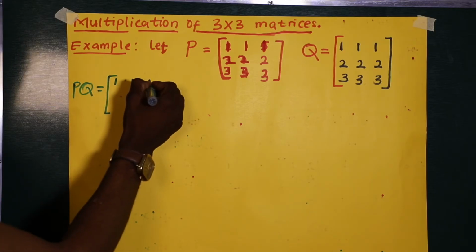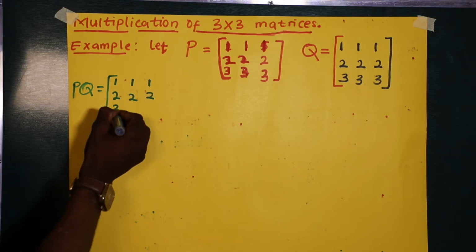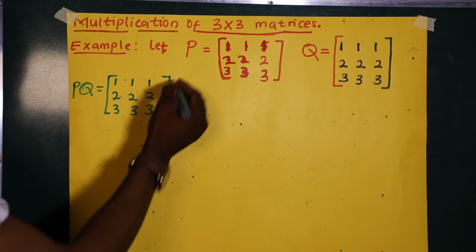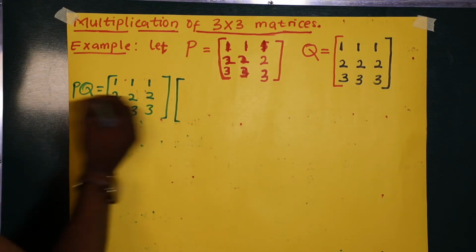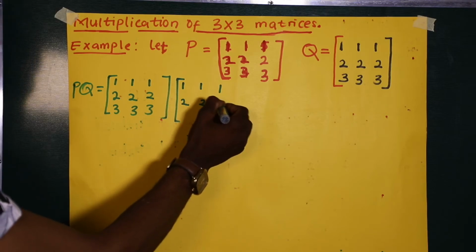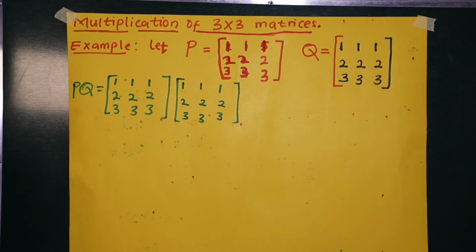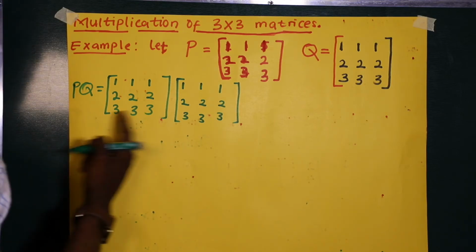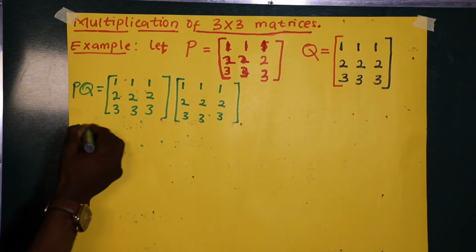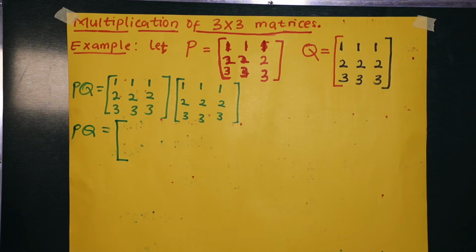1, 1, 1. 2, 2, 2. 3, 3, 3. And then write the Q matrix. 1, 1, 1. 2, 2, 2. 3, 3, 3. So now, when multiplying this matrix, PQ, let me open the matrix.